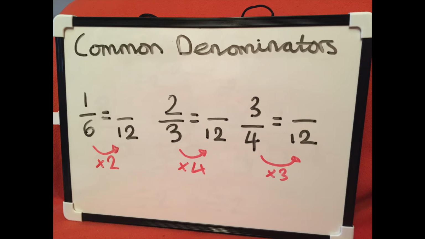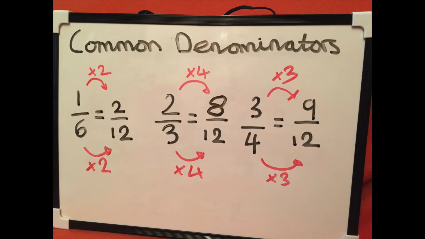We need to multiply our denominators to get to 12 so that we know we need to times by 2, 4 and 3 as we go across to make sure that we get 12 every time. We do the same to the top as we did to the bottom, so we're multiplying by 2, by 4 and by 3. So we now know that 1/6 is 2/12, 2/3 is 8/12 and 3/4 is 9/12, so we can perform other calculations with our fractions.